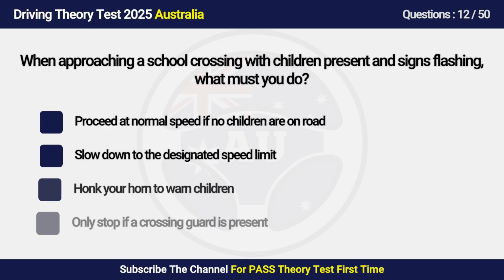Question 12. When approaching a school crossing with children present and signs flashing, what must you do? A. Proceed at normal speed if no children are on road. B. Slow down to the speed limit. C. Honk your horn to warn children. D. Only stop if a crossing guard is present.